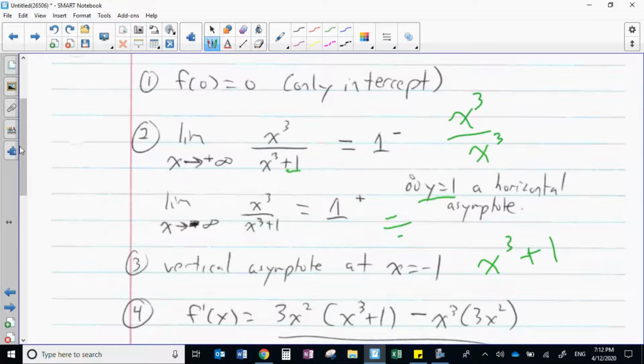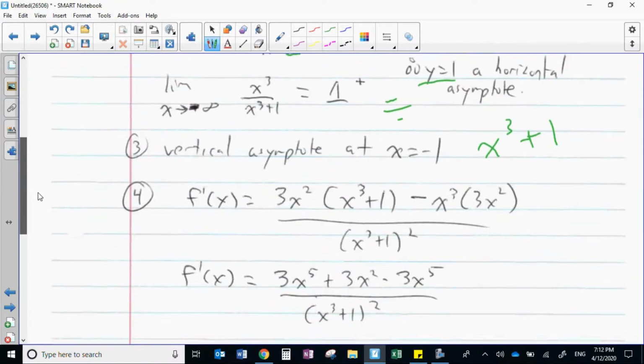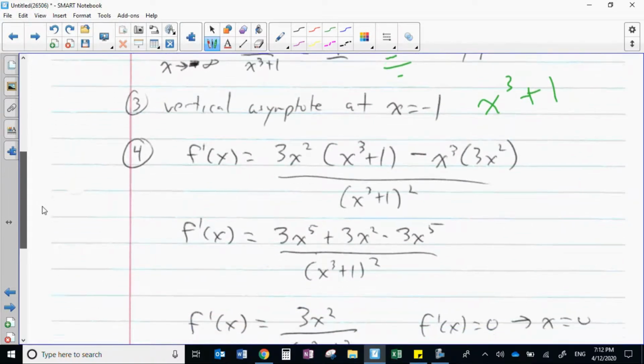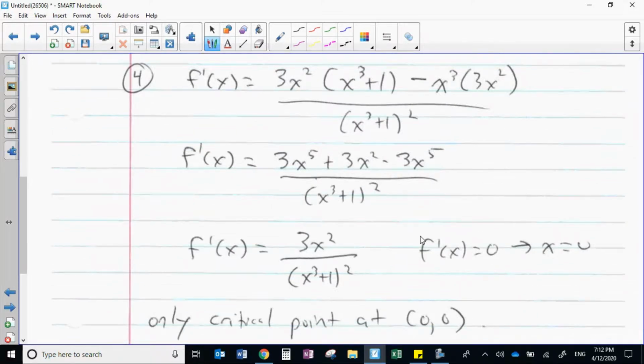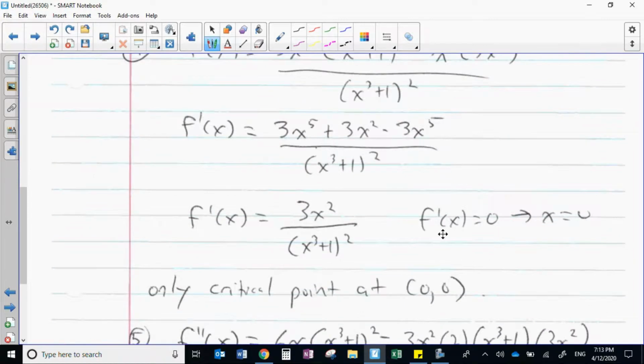Okay, on to our derivatives. Using the quotient rule to do the first derivative here and cleaning it up, we get 3x squared over x cubed plus 1 squared. The derivative is 0 when x equals 0, because the numerator of 3x squared equals 0 for x equals 0 only. That's the only critical point, at 0, 0.